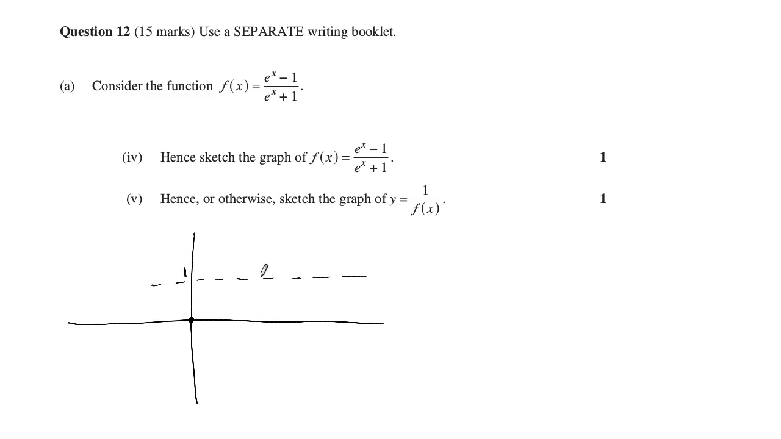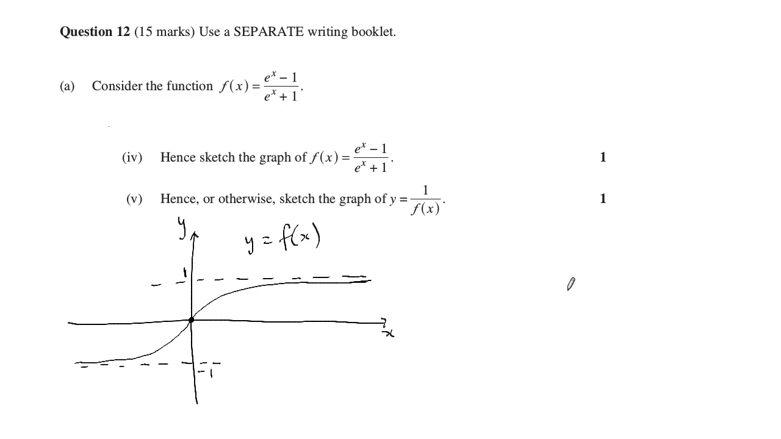And then in part 1, we showed that it was increasing. So it's just going to go straight up from there, getting closer and closer to 1. And in part 2, we showed that it was odd. So if you could just imagine rotating this 180 degrees, that's going to give that. So there we have the graph of f of x.